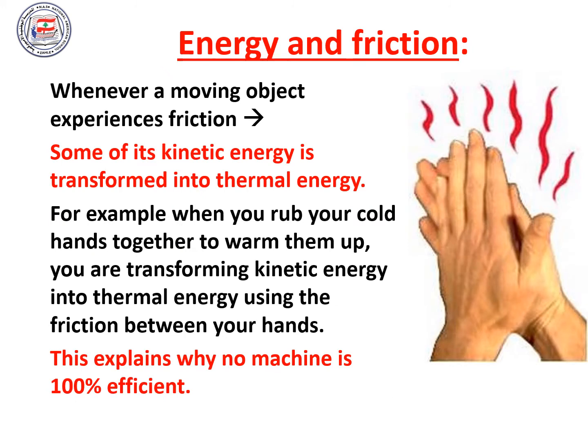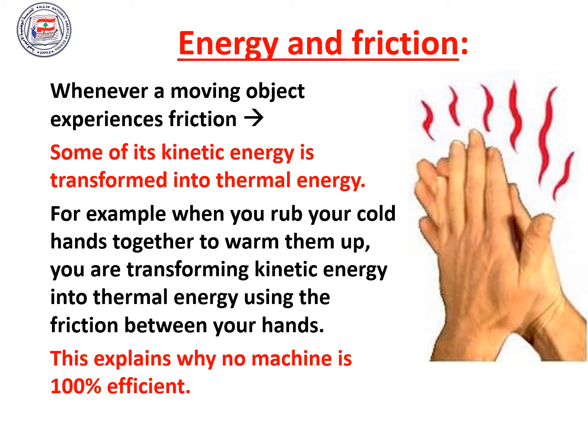Energy and friction. There is a relationship between energy and friction, and we are going to talk about it now. Whenever a moving object experiences friction, some of its kinetic energy is transformed into thermal energy. So you might think that this kinetic energy is lost, but no, it is transformed into thermal energy whenever an object experiences friction. For example, and it is a simple example, when you rub your cold hands together to warm them up, you are transforming the kinetic energy, because the hands are moving, into thermal energy using the friction between the hands, because the surfaces of your hands are rubbing against each other.